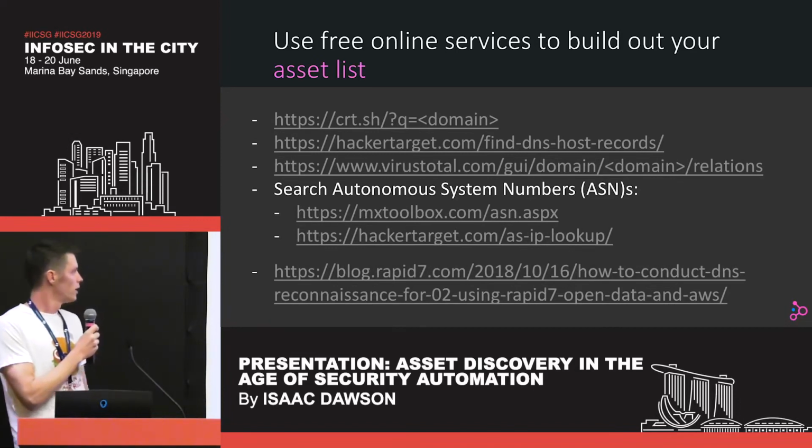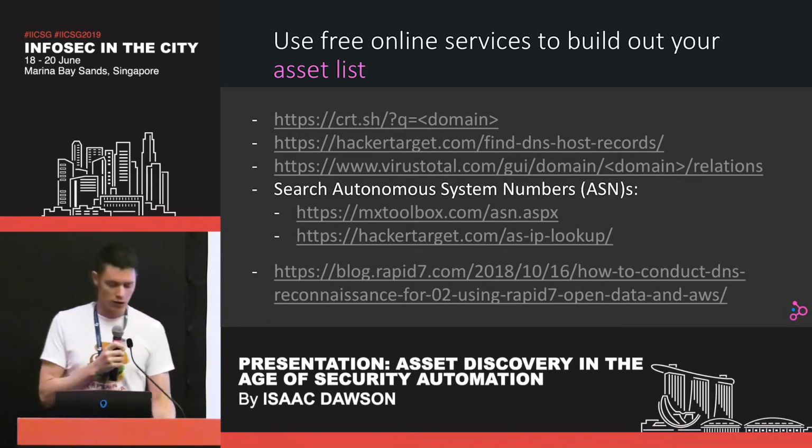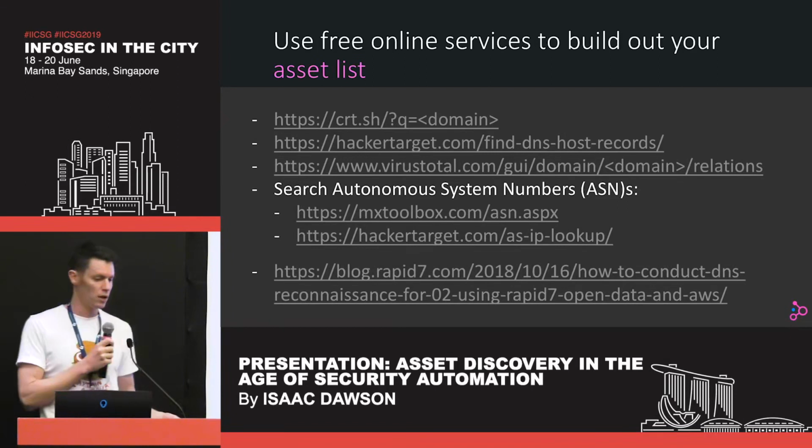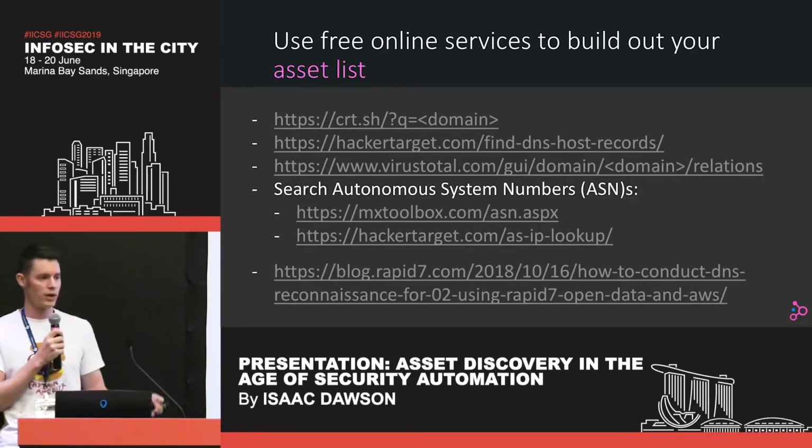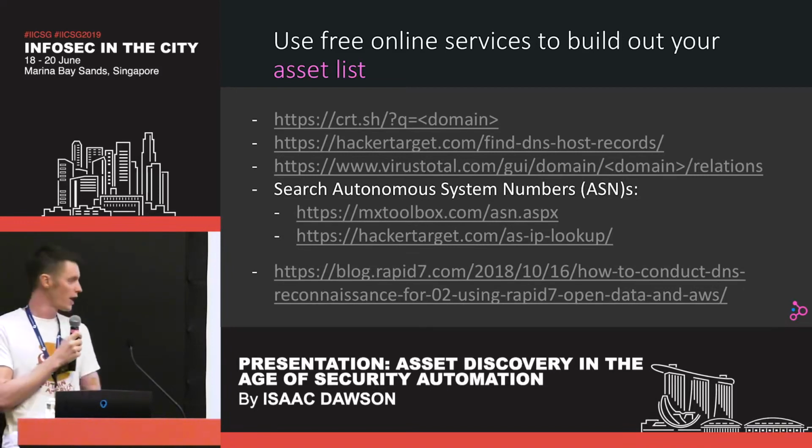VirusTotal. If your organization is large enough and you have AS numbers or IP ranges, you can use these search tools to just put in an IP address and it'll give you a list back of all the ranges that exist. Sometimes you can even put in company names.